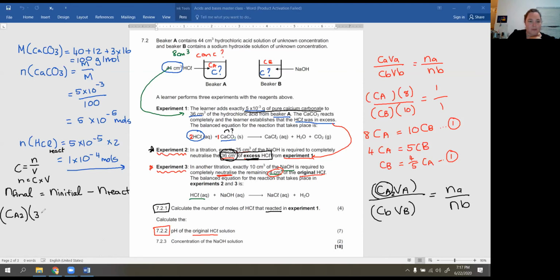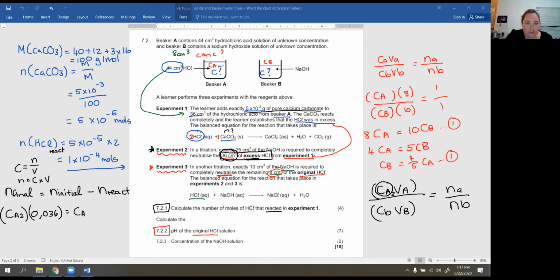So I know at the end I have 36. Now I should technically, and I'm going to be good because this was correctly in the number of moles here, turn this 36 centimeters into 0.036 moles. The number of moles initial is going to be the Ca, where are we now?